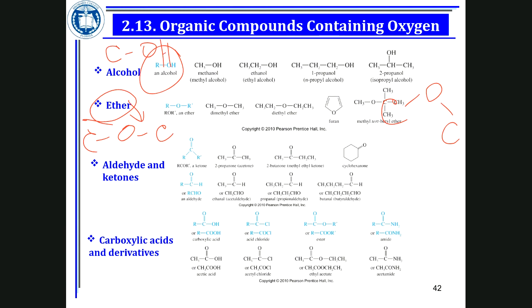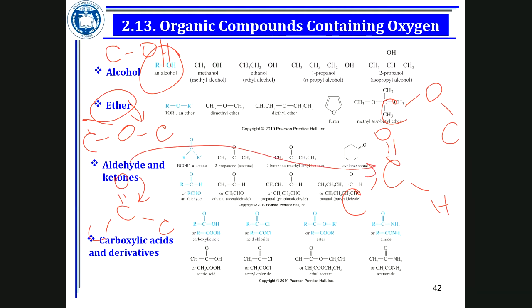Aldehydes and ketones: when you have a CO double bond, if it's attached to 1 carbon and 1 hydrogen, it's going to be aldehyde. And if it's a CO double bond attached to 2 carbons, it's going to be ketone. So when it's oxygen containing an oxygen single bond, it could be OH, or O attached to 2 carbons, you have alcohol or ether. Then if it's the CO double bond, it could be aldehyde or it could be ketone.